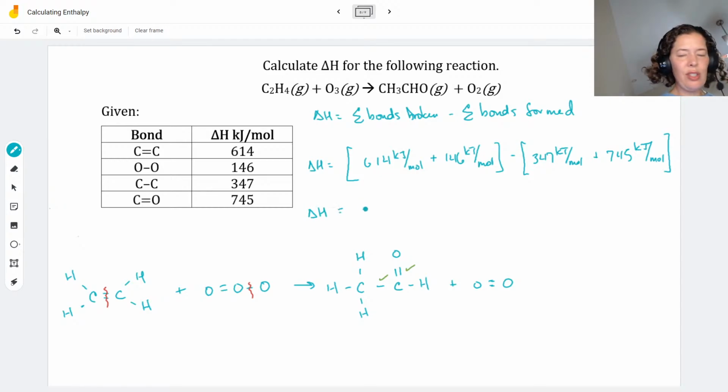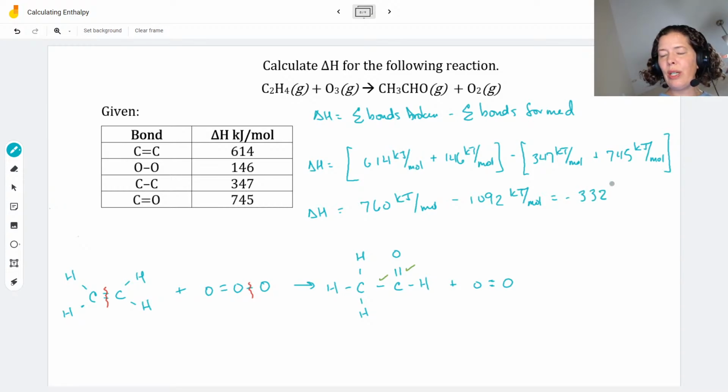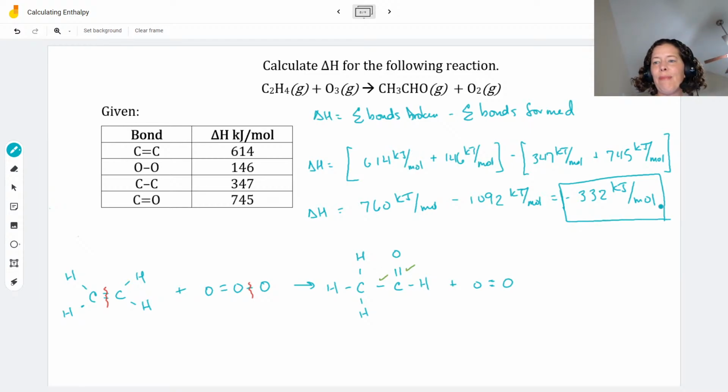So our delta H is going to be 760 kilojoules per mole minus 1092 kilojoules per mole, which will give us an overall delta H of negative 332 kilojoules per mole. Again, I'm going to put it in a box so it's a little bit easier to find. So that is our delta H for this reaction using bonds broken minus bonds formed.